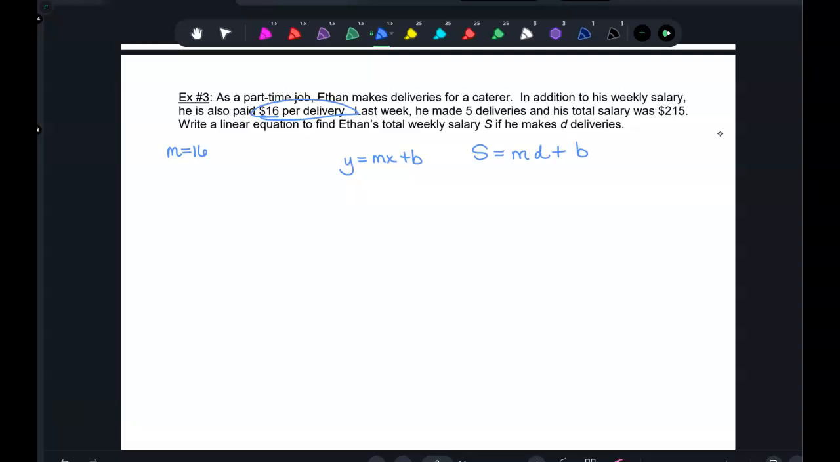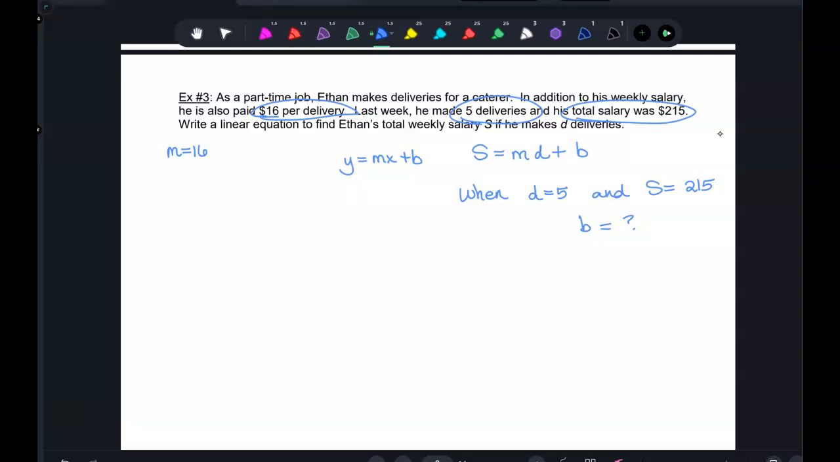Alright, let's walk back. Total salary was $215 if he made 5 deliveries. So we're saying when D equals 5 and S equals 215, I want to figure out what B equals.